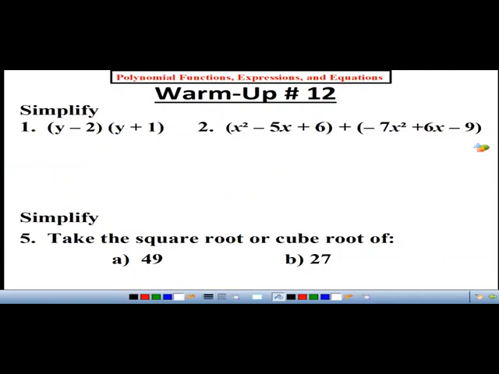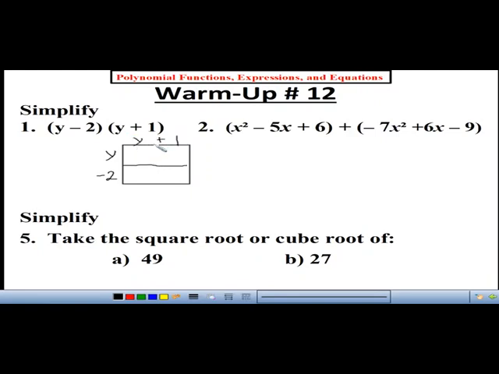So for number 1, I'm going to use the area model. Here it goes. So I write my first factor right here, y and -2. The second one goes on top, y plus 1. And then from there, I multiply that times these two. So we got y times y is y squared, y times 1 is 1y. Okay. From there, I got -2 times these two again. So we got -2y. And -2 times 1 is -2.